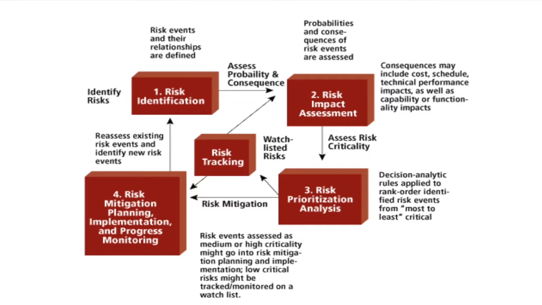In front of you, you can see there is a presentation slide which talks about 5 different points. First, risk identification. Second, risk impact assessment. Third, risk prioritization analysis. Fourth, risk mitigation planning, implementation and process monitoring. And then in all of these 4 processes, something which is common is risk tracking. These are the 5 different techniques which are being used for risk management.